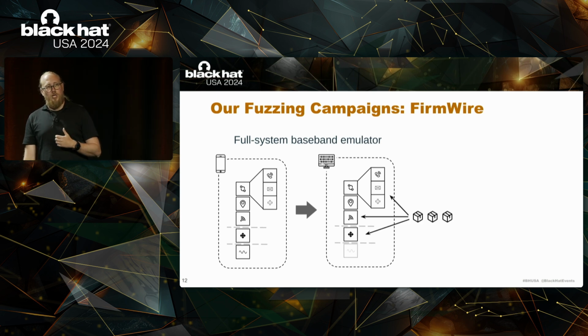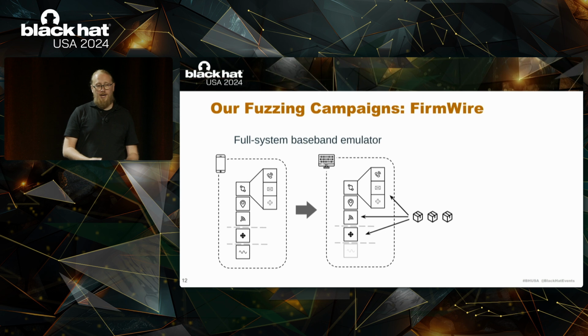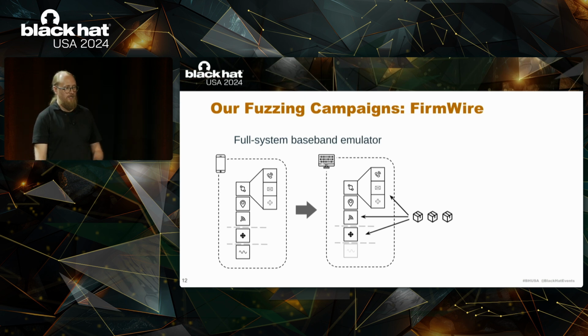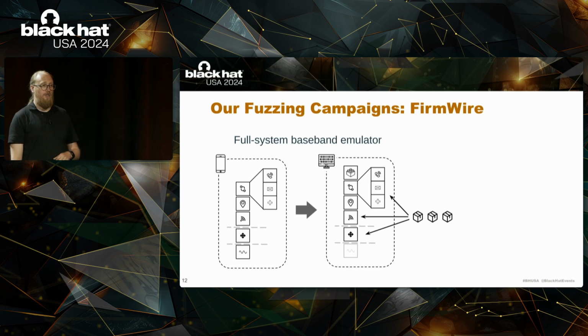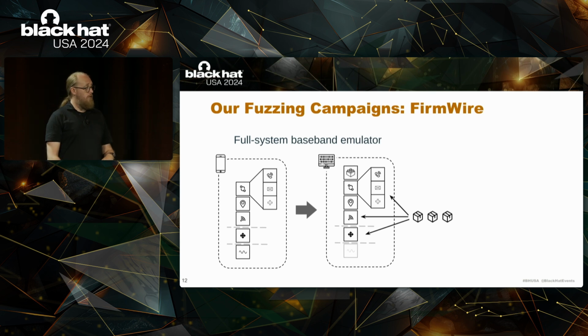FirmWire allows us to inject packets to the different tasks, so the different sublayers of the cellular stack, and allows the task to process the inputs which we provide to the emulated cellular stack. Additionally, FirmWire allows us to extend the baseband firmware by adding and injecting our own tasks into the cellular stack, so we can dispatch and change the functionality of the baseband as we want to.